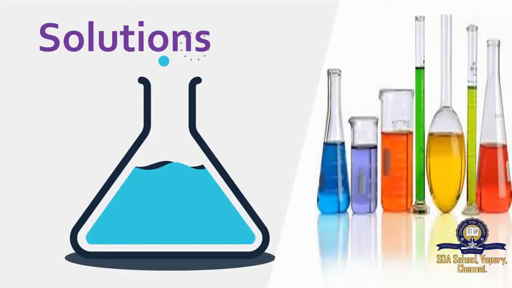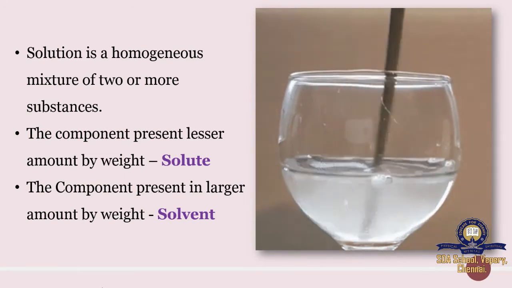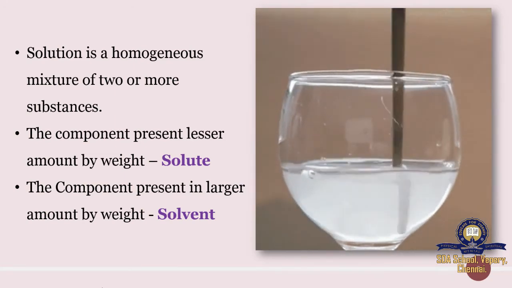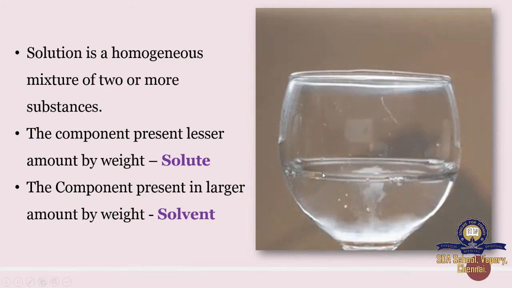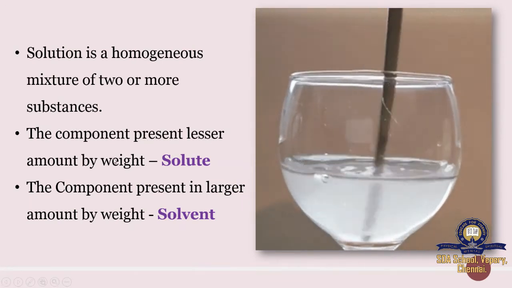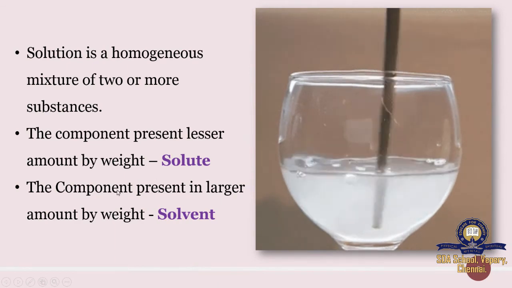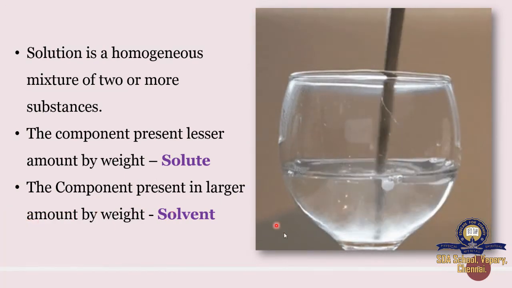In today's class, we are going to see about solutions and the types of solution based on the particle size. Basically, a solution is a homogeneous mixture. Let's take the first glass, which is a mixture of salt and water. Salt dissolves in water, right? A salt solution is a homogeneous mixture. The component present in lesser amount by weight is known as the solute. The component present in larger amount by weight is known as the solvent.